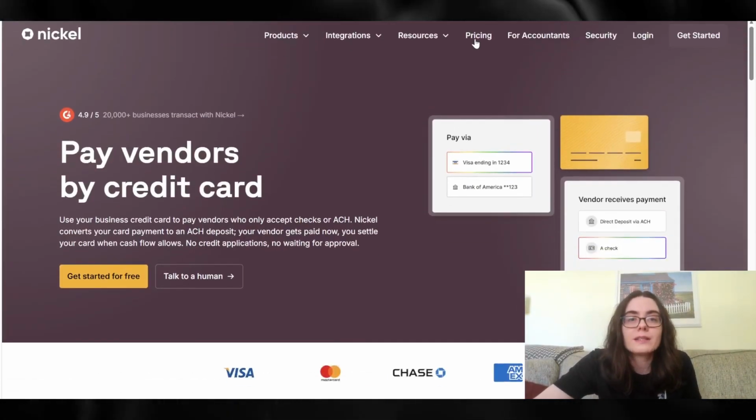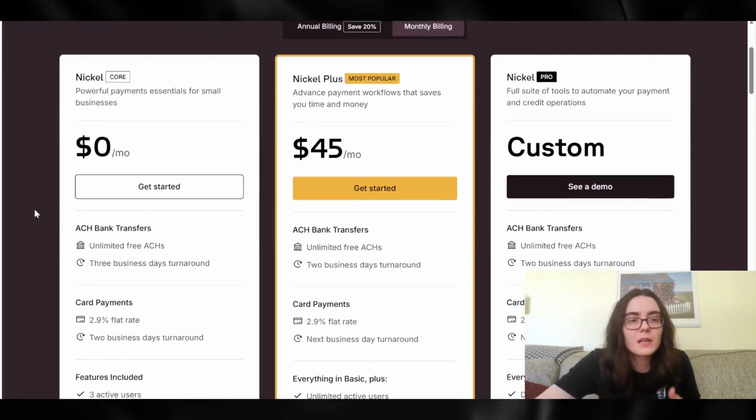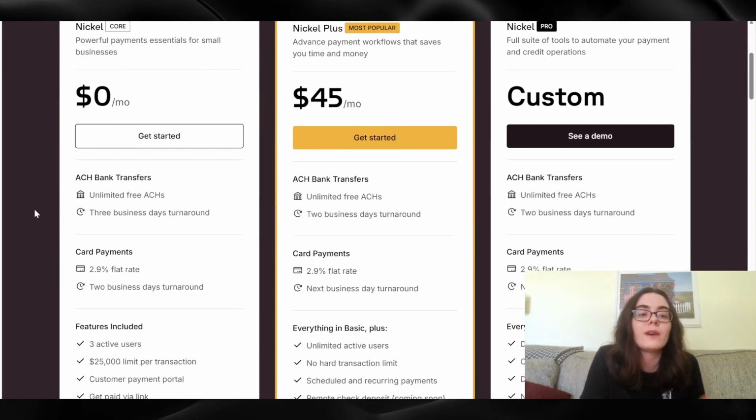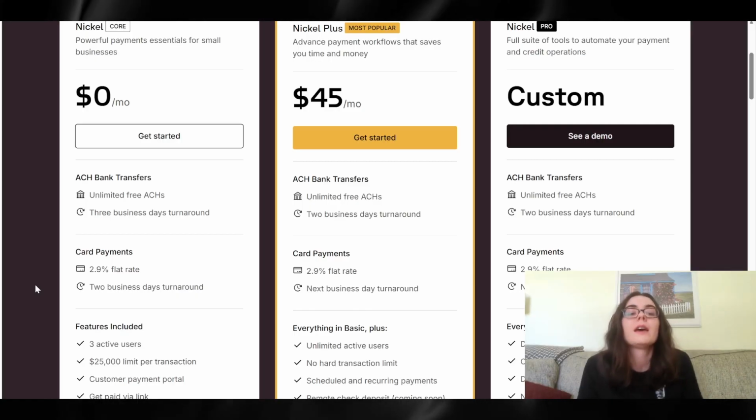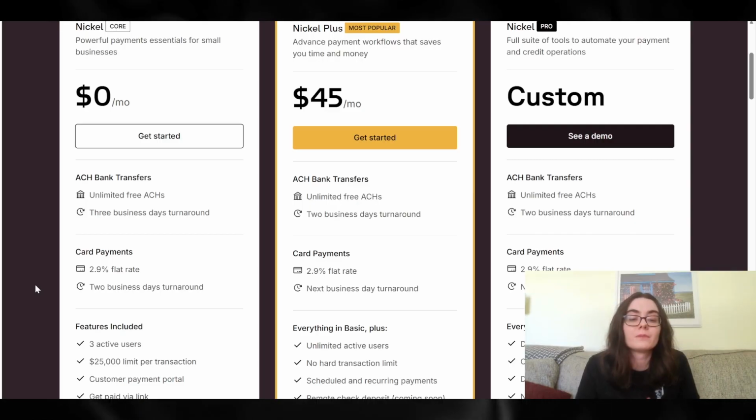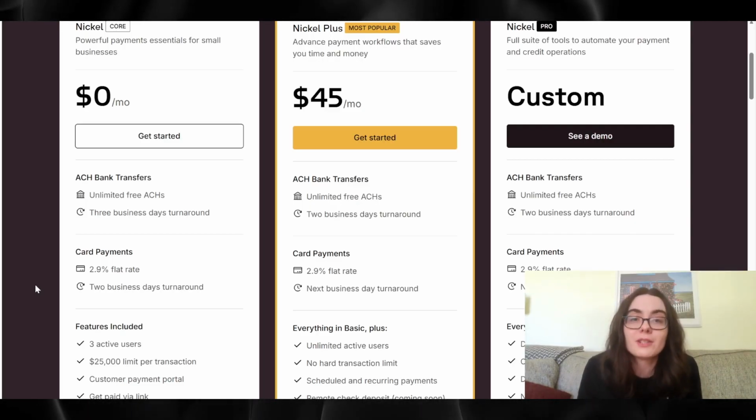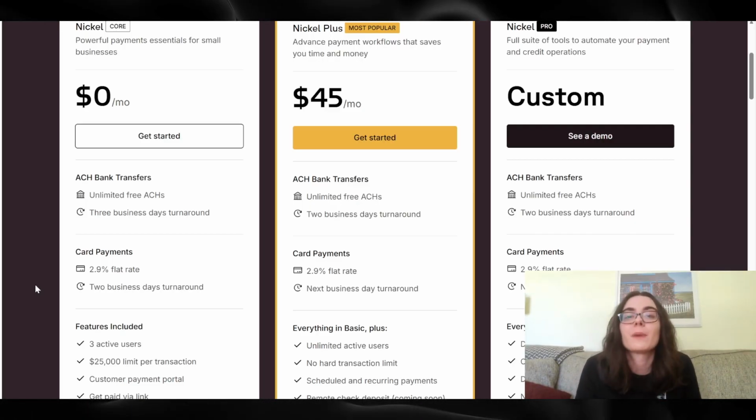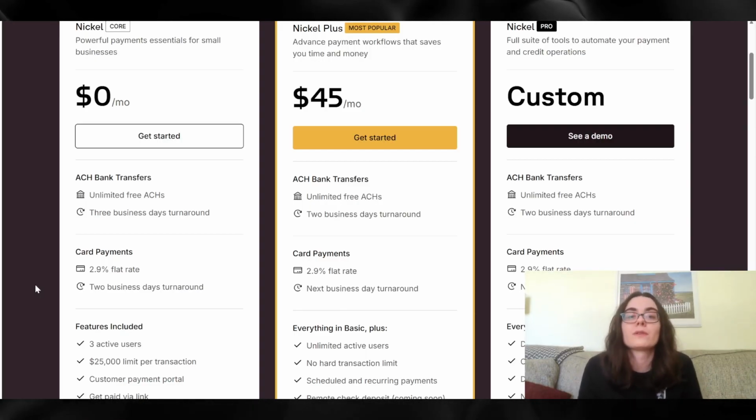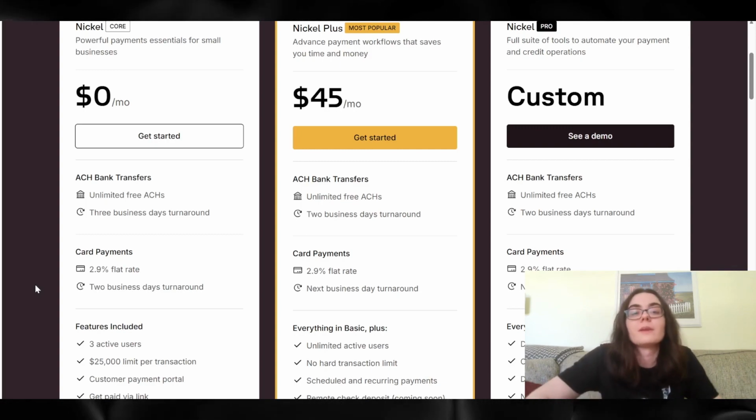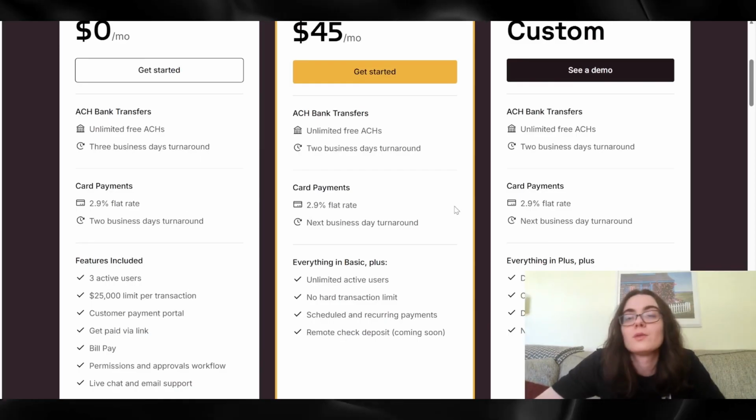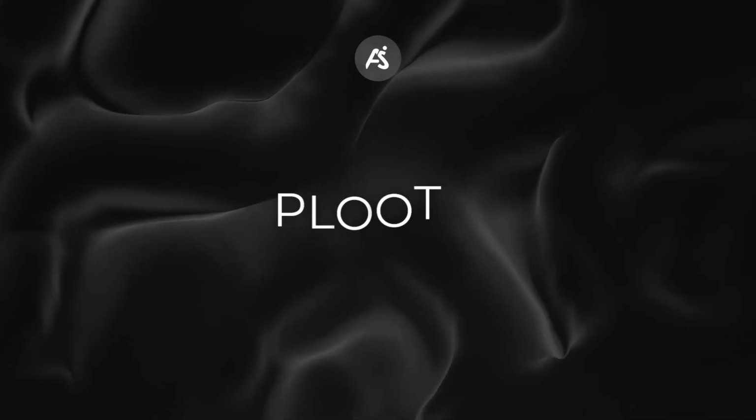And then pricing wise, there is a free plan. The caveat with the free plan is that it has a $25,000 limit per transaction, and in many cases, when you're paying for Google Ads and you were caught up in this change, you probably have higher spending than that. So that's just something to note. Nickel Plus is $45 a month, so that removes that transaction limit. And the transaction fee for card payments is 2.9%, the same as Melio.